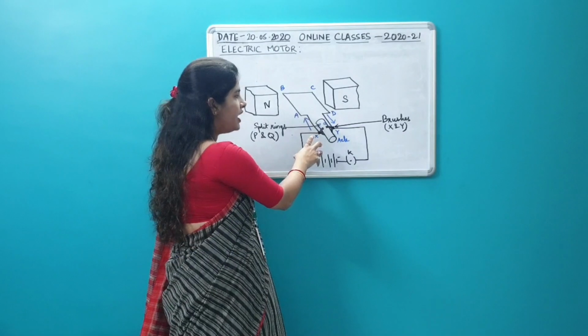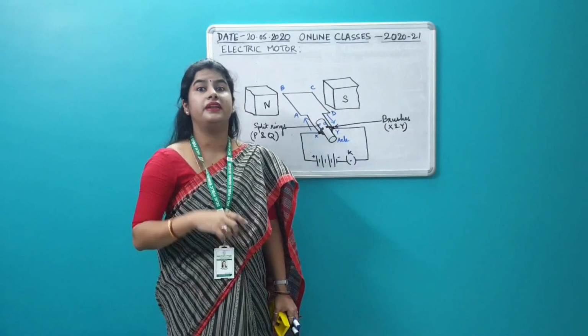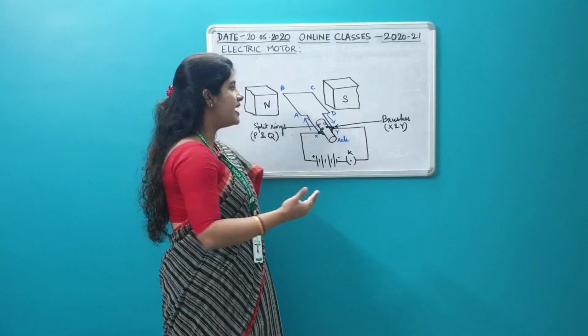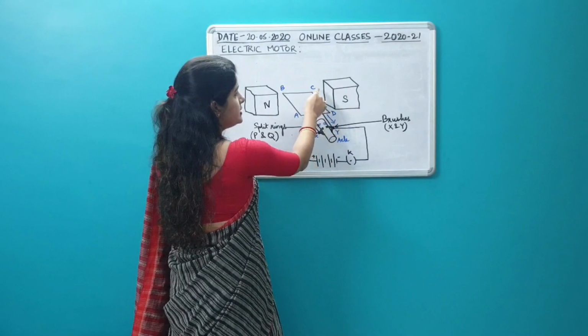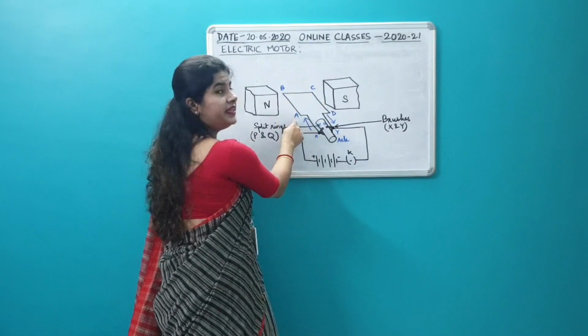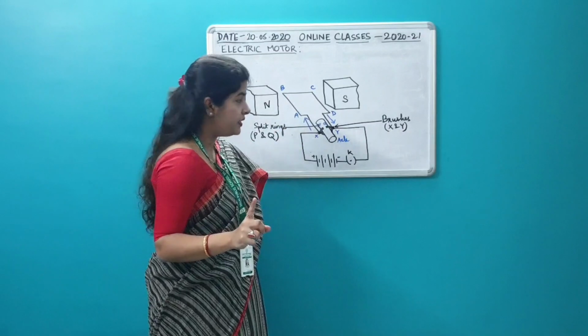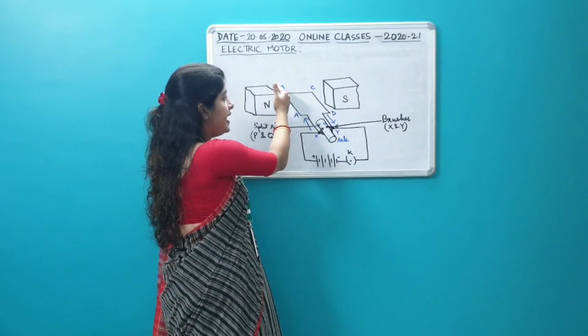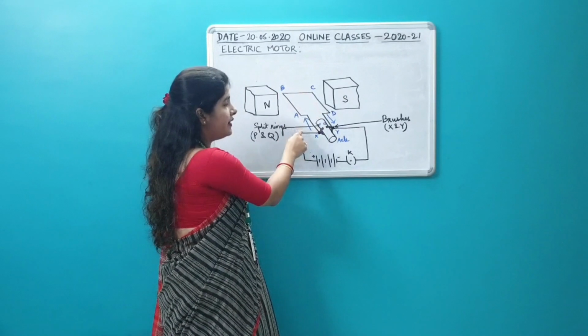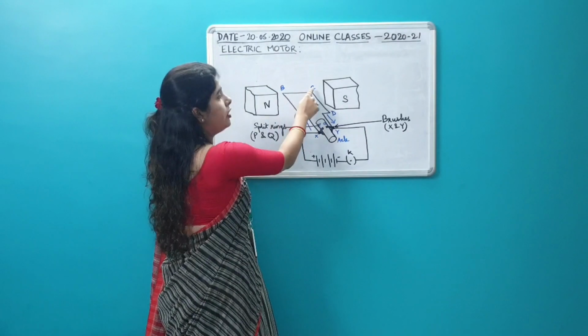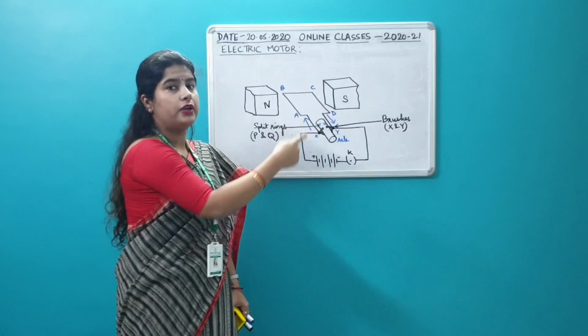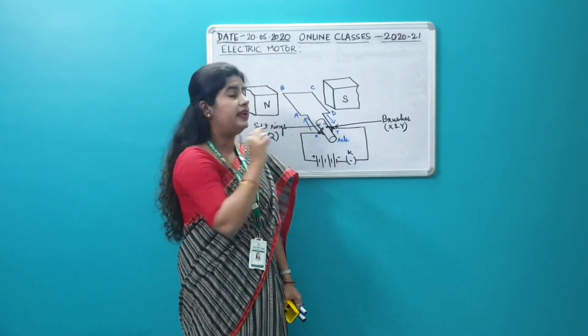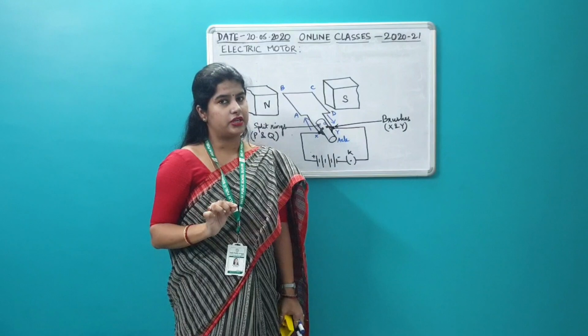So what will happen? The direction of the current will be reversed. This time, current will flow from D to C and then B to A. Once again, I am repeating here, after half rotation, when current is flowing from A to B, from C to D, there will be a rotation in the coil in the anti-clockwise direction.